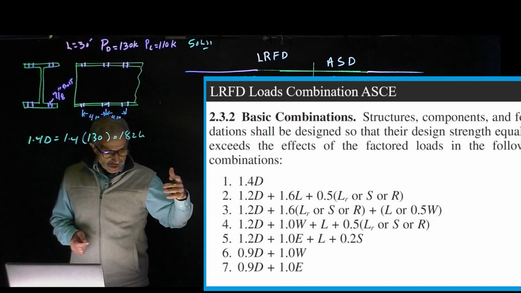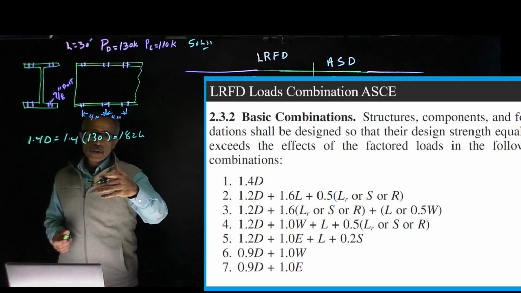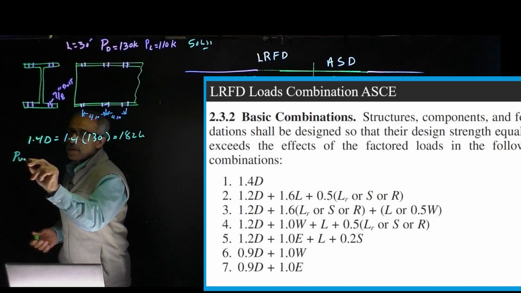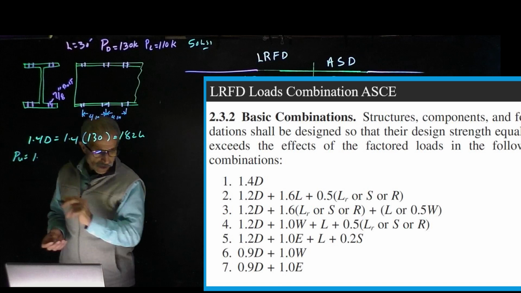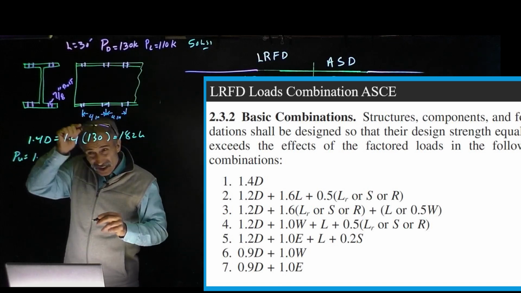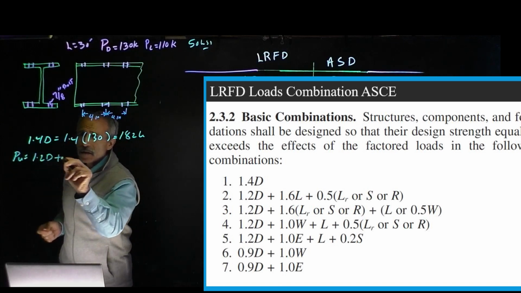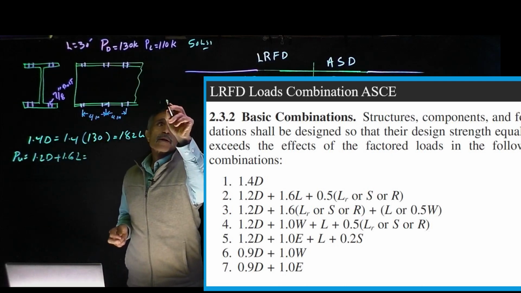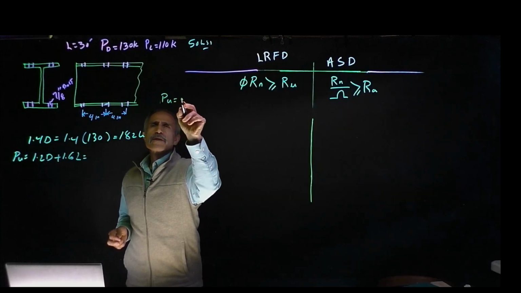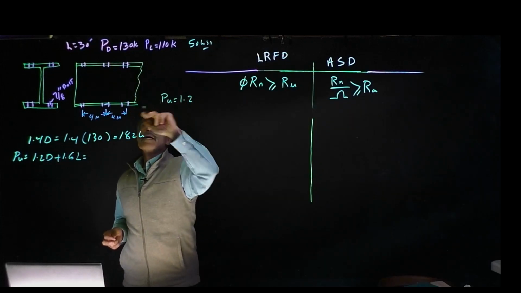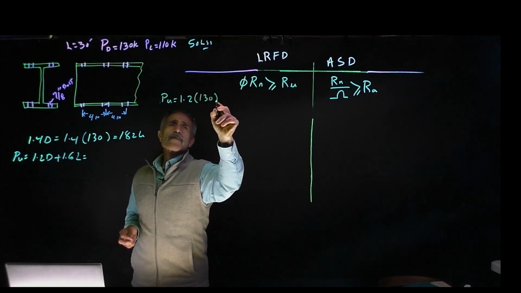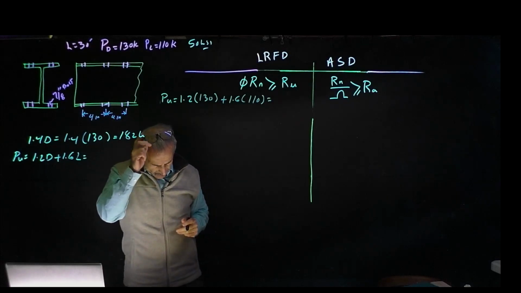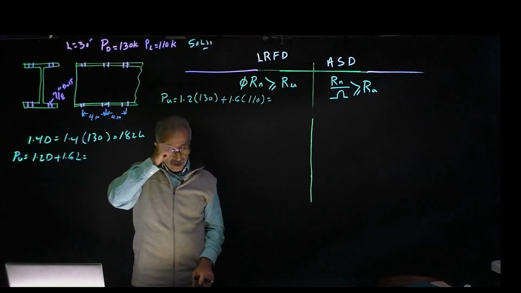But if I go to combination number 2, we usually pick the largest of the two. Both of them give Pu. Combination 2 is 1.2D plus 1.6L, and that's going to win anyway. So I'm going to write down here, Pu equals 1.2 times 130 plus 1.6 times 110, and that gives me 332 kips.